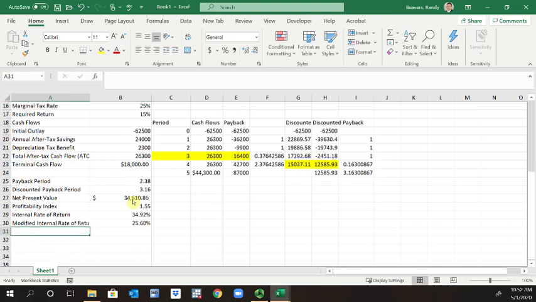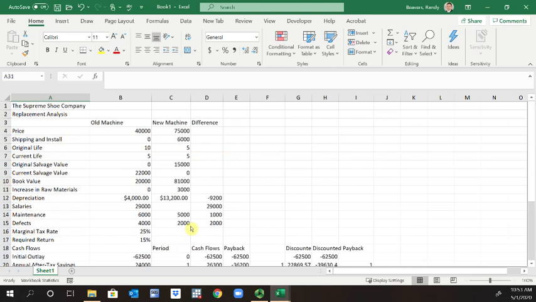So given all of our capital budgeting techniques here and our rules, it looks like for the most part this would be a pretty good project to accept. It would be a good idea to replace the machine with a new one.